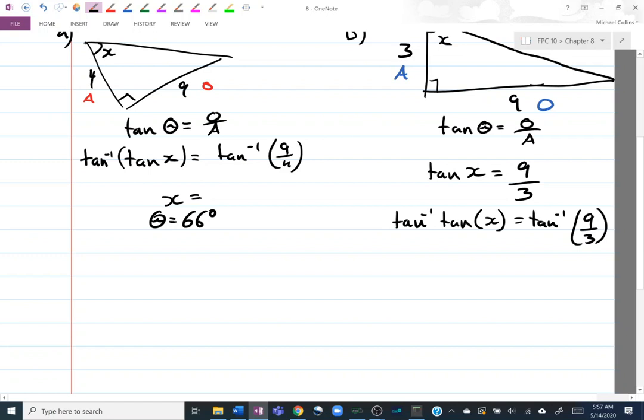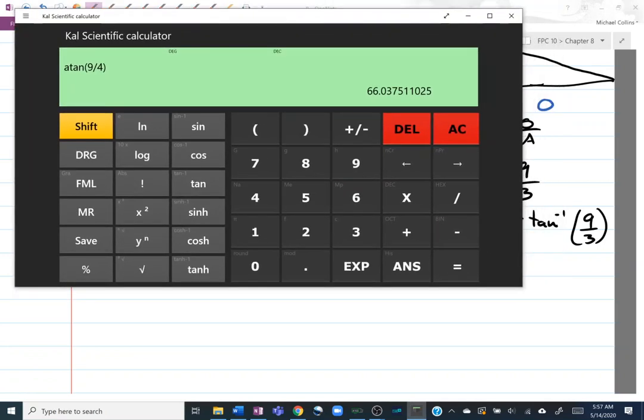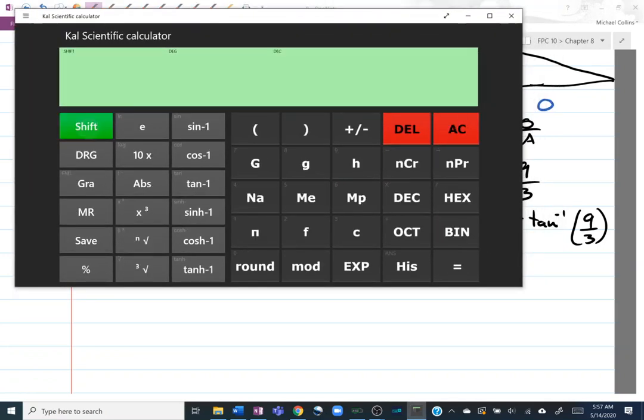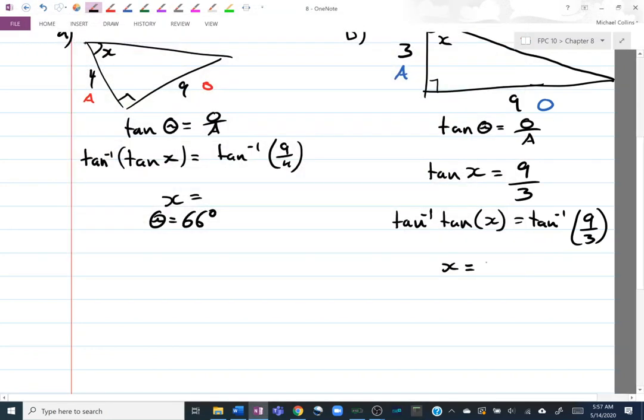And again, I can plug this into my calculator. The inverse tan of tan is just X. They cancel. That's why we do that. So then I can go to my calculator, and I can type in the inverse tan of 9 over 3, and that's equal to 71.6 degrees. And that's how I would find that angle.